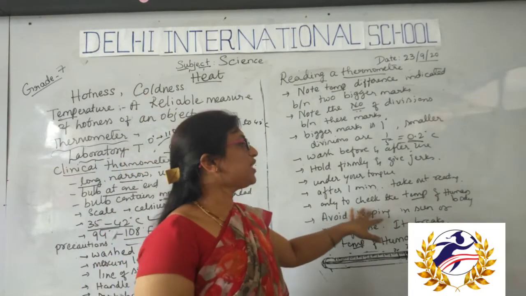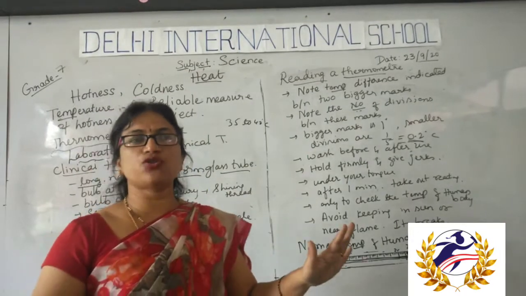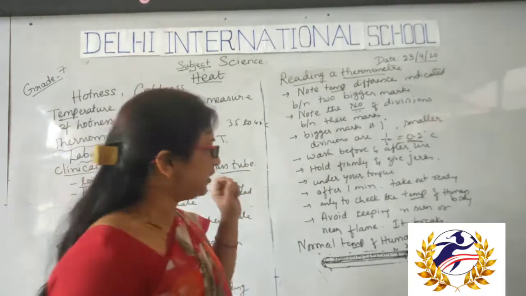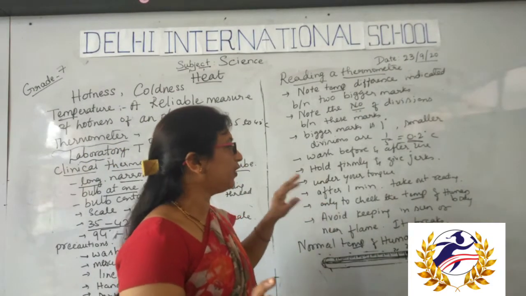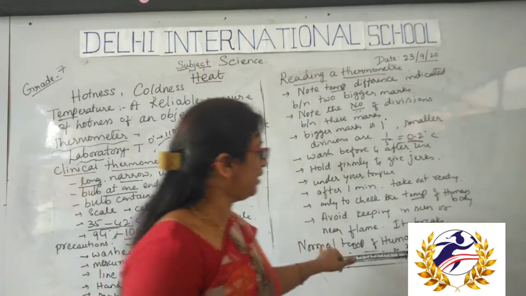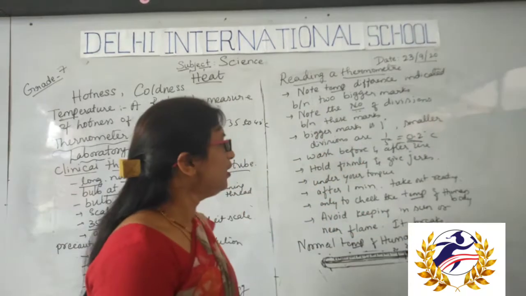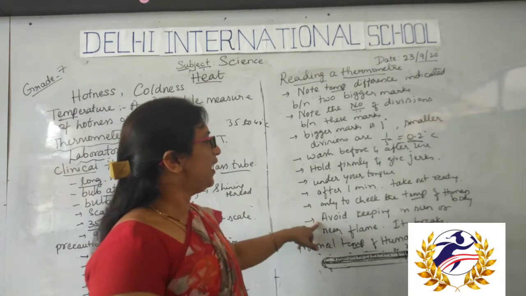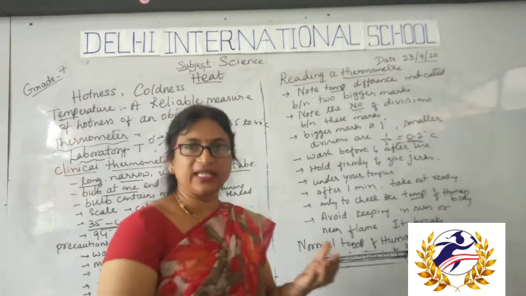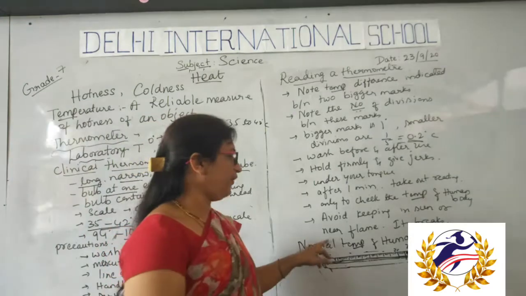Only to check the temperature of the human body, remember. A clinical thermometer should never be used to check the temperature of any objects, water, or any liquids. It is just for the human body, because the normal temperature of the human body is 37 degrees. In that way it is designed. Then avoid keeping it in the sun because the glass may break, and we should not keep it near a flame.